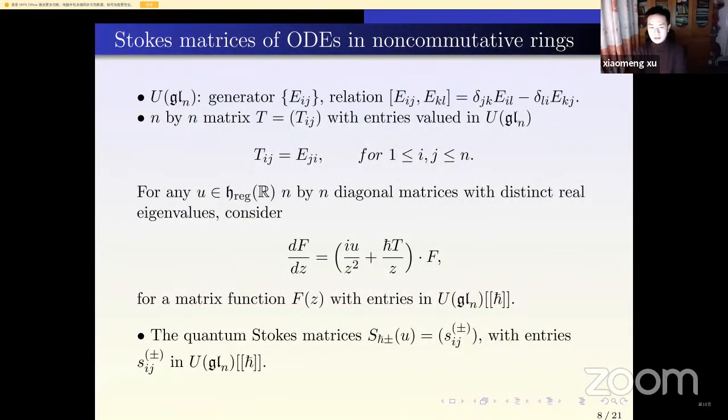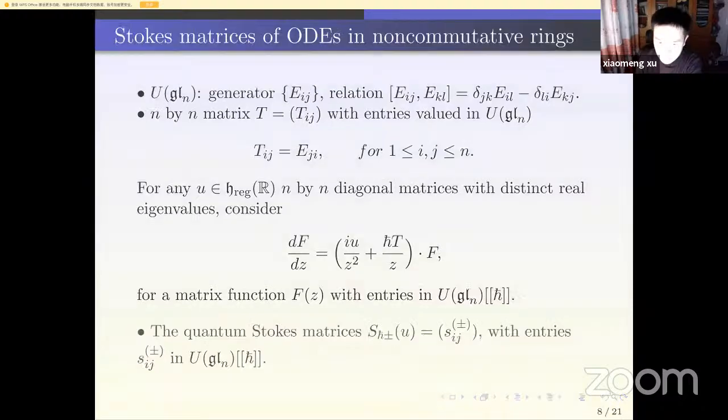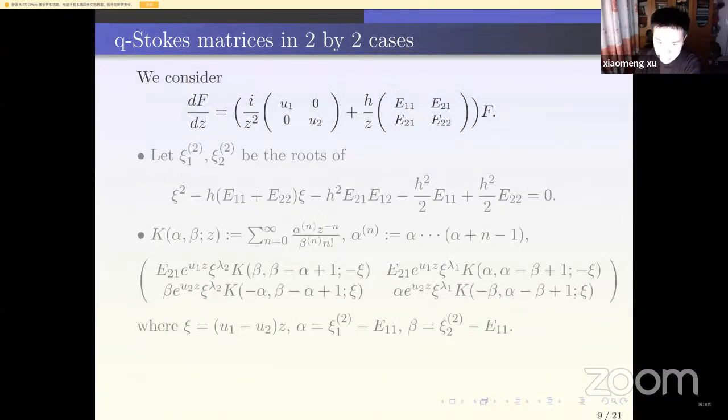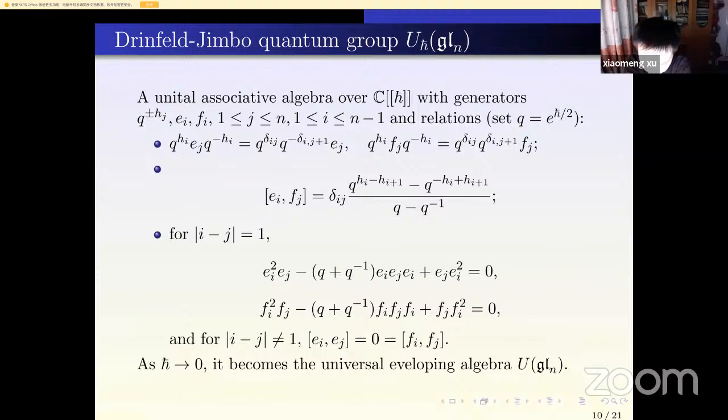This is a so-called quantum Stokes matrices, and one example. And then I'm gonna give a relation between quantum Stokes matrices and quantum groups. So for that, let's recall what a Drinfeld-Jimbo quantum group is. It's an associative algebra over this C[[h bar]] with unit and with generators, in type A, given by diagonal and off diagonal matrices. So these E_i, F_i and H_i with the following relations.